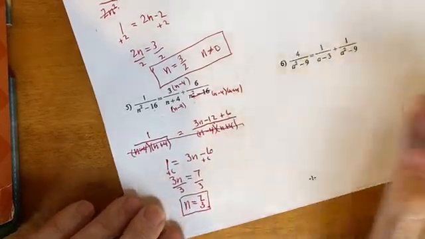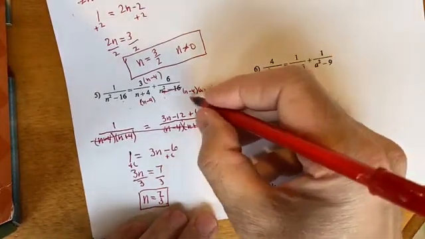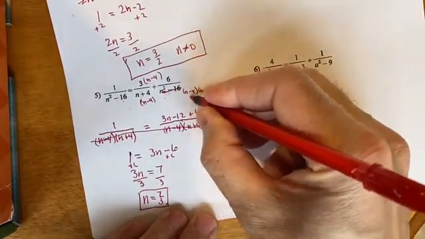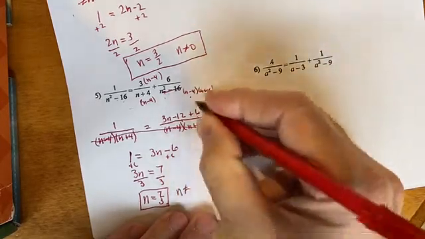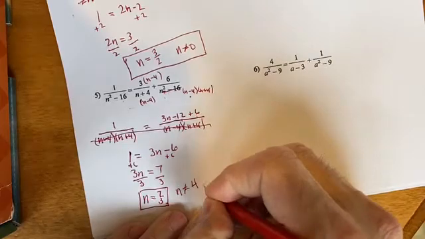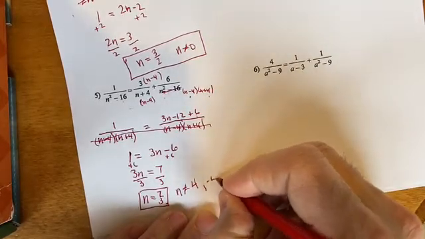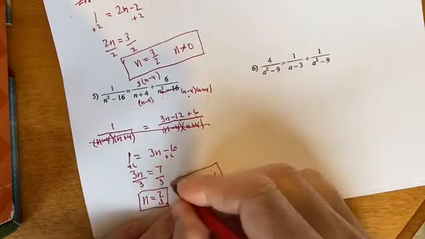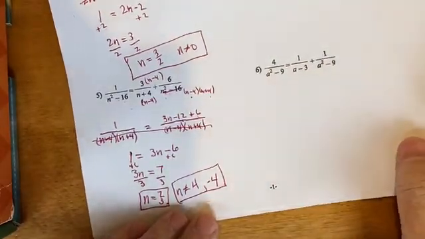And what can n not be? Let's check and see if there's any extraneous solutions. The value of n that makes this 0 is positive 4. The value of n that makes that 0 is negative 4. So those are the excluded values. And I'm done. That's 1 through 5 odd.